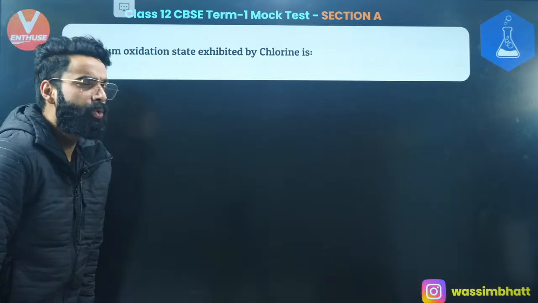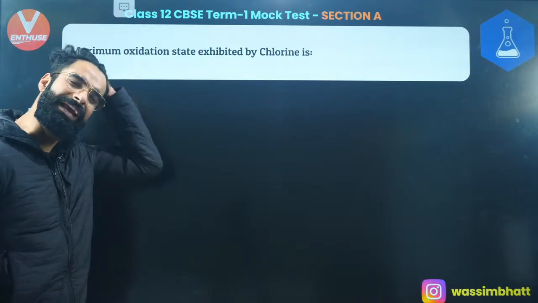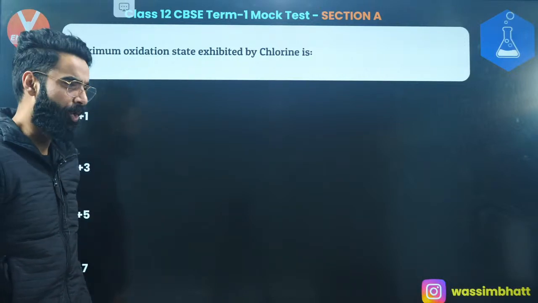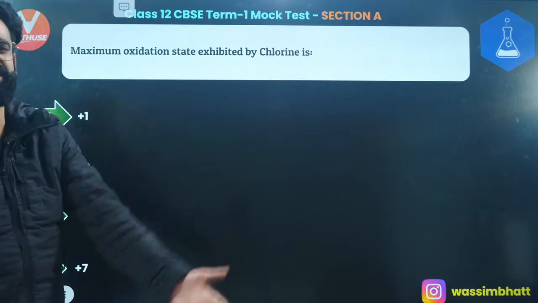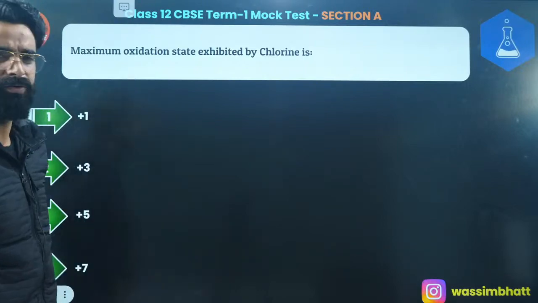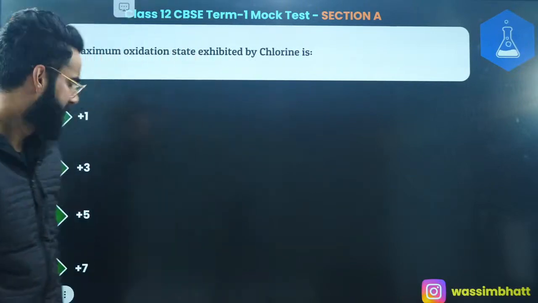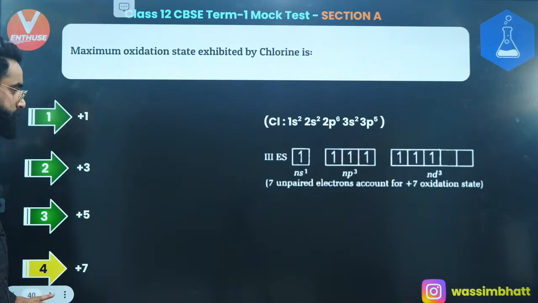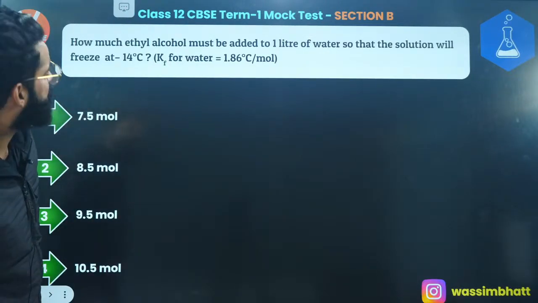People, if I ask you chlorine, which group element it is? It's group 17 element. So how many electrons are there in its outermost shell? There are 7 electrons, right? All halogens have 7 electrons in their outermost shell. So if chlorine loses all the 7 electrons, it's going to show plus 7 oxidation state, which is going to be its maximum oxidation state, right? So plus 7 is going to be the maximum oxidation state shown by chlorine. Okay? Perfect.